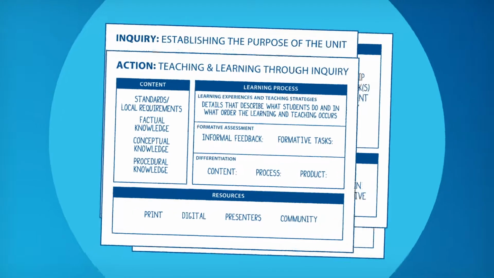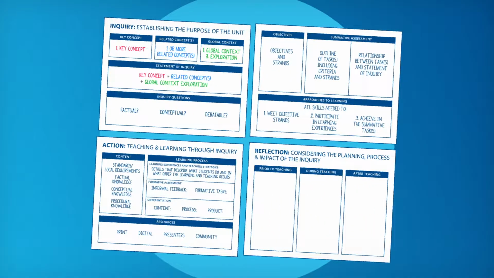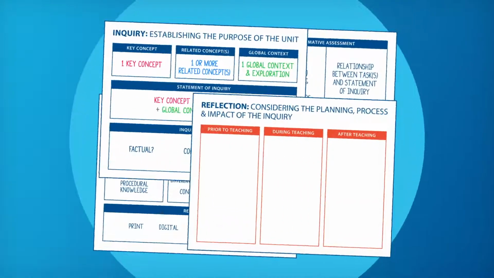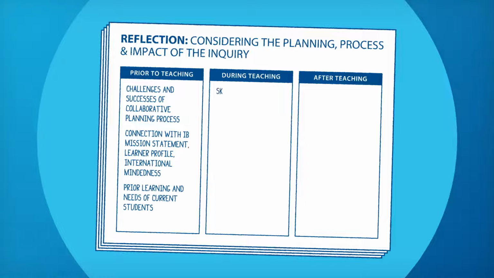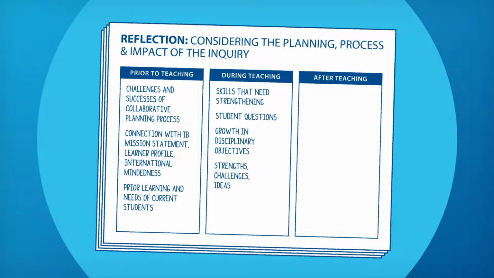To finish the series, let's have a look at a critical component of the MYP unit planning process: reflection. This section is vital to helping you think about your learning and teaching priorities prior to teaching the unit, observations during teaching, and finally reflections after teaching the unit.